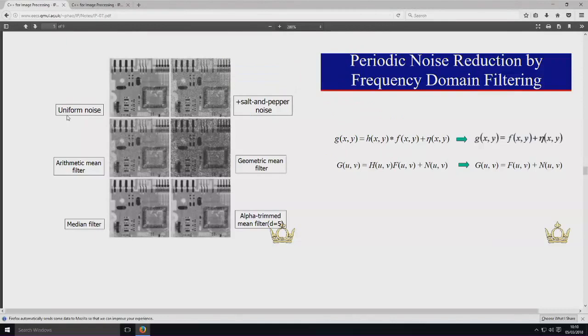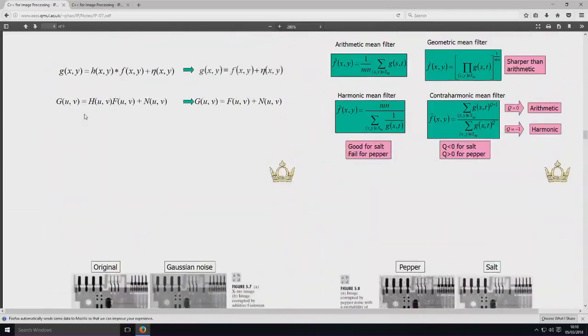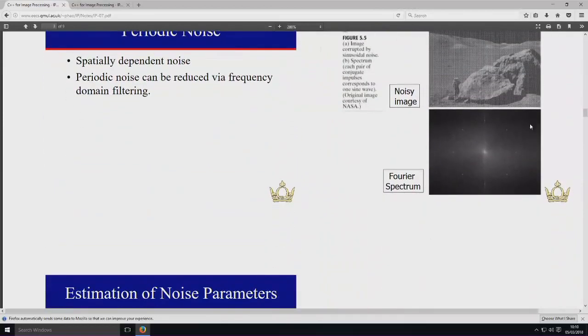Okay, let's go on teaching about noise. If we have periodic noise, we can still use the same model. Periodic noise is just that those parameters are periodic. And actually, we can also reduce the periodic noise by removing those. If we have periodic noise, it always appears with very high energy in the frequency domain. As we just talked about, with periodic noise there is always some high energy there.